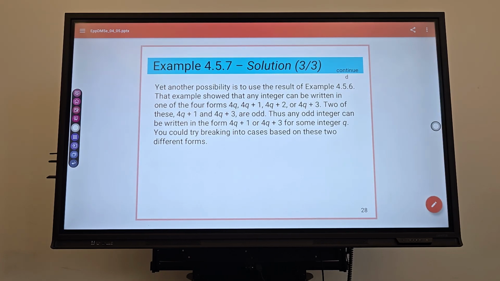Yet another possibility is to use the result of example 456. That example showed that any integer can be written in one of the 4 forms given here. 2 of these are odd. Thus, any odd integer can be written in the form of 4q plus 1 or 4q plus 3. You could try breaking it into cases based on these two different forms.